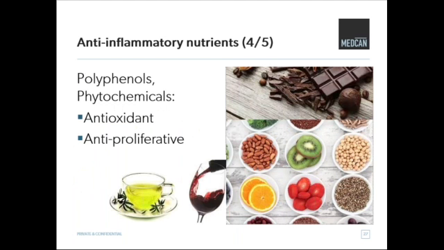Polyphenols and phytochemicals are available in many plant-based foods. They are aromatic compounds that are found in citrus fruits, cabbage, onions, berries, green leafy vegetables, tea and cocoa, olive oil, red wine, many spices, and flax seeds. So many polyphenols have shown powerful anti-inflammatory effects, antioxidant effects, as well as anti-proliferative effects or anti-cancerous effects.